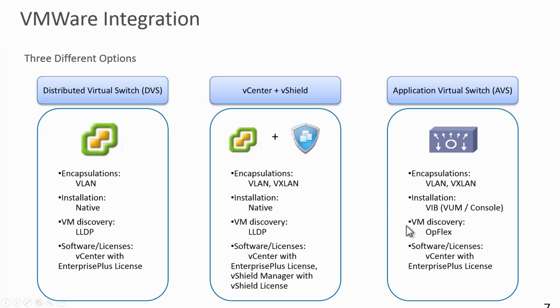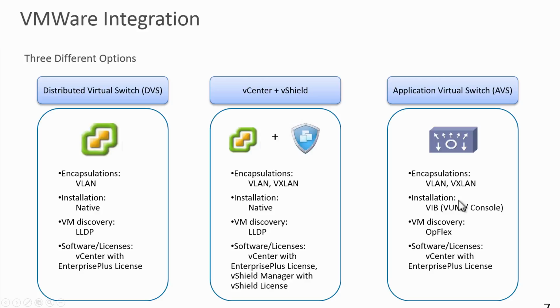With that, I could have all of my VMs controlled through OpFlex, through AVS, and they could be attached to my leafs. They don't have to be attached to my leafs. It really makes no difference. Notice the encapsulation with the standard DVS is VLAN only. With vCenter and vShield, we have VLAN or VXLAN options. Same with AVS, we can either do VLAN or VXLAN. The installation of these two is built in. You have to install vShield, but in terms of the hypervisor, it's native because it's just using VMware's legacy virtual switch.